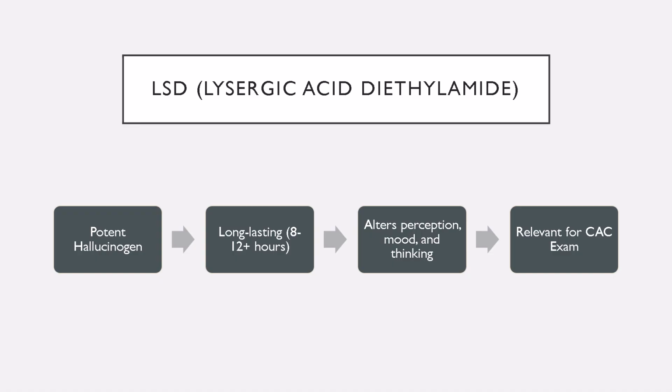Now, LSD is one of the most well-known hallucinogens, and it's important to understand both clinically and for exam prep. It is a very potent substance, meaning that even small amounts produce really strong effects. LSD primarily affects serotonin systems in the brain, particularly the receptors that are involved in perception and mood regulation. One of the defining features of LSD is its duration. The effects can last anywhere from 8 to 12 hours or longer, and that means the person is in an altered state for an extended period of time.